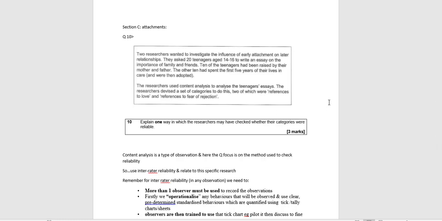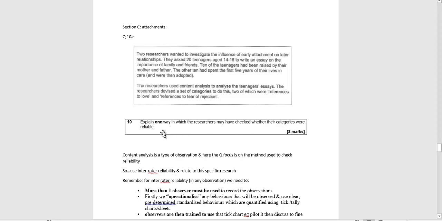Two researchers wanted to investigate the influence of early attachment on later relationships. They asked 20 teenagers between 14 and 16 to write an essay on the importance of family and friends. 10 of them had been raised by their mother and father, the other 10 had spent their first 5 years in care and then they were adopted. The researchers used content analysis to analyse the teenagers' essays. The researchers devised a set of categories to do this, 2 of which were references to love and references to fear of rejection.